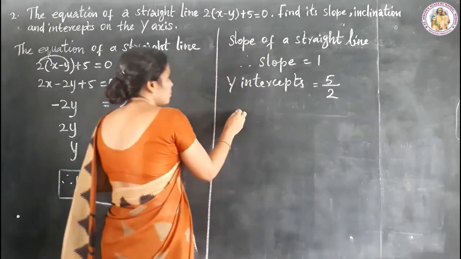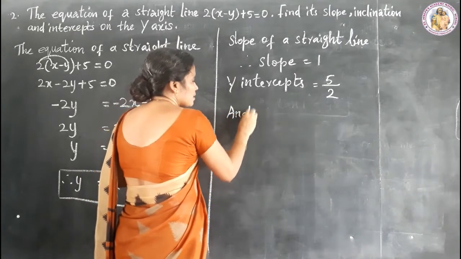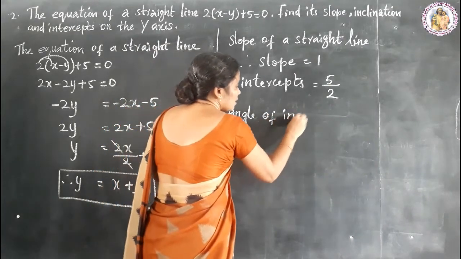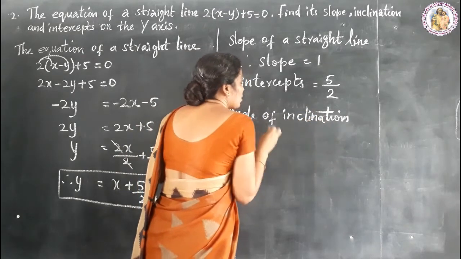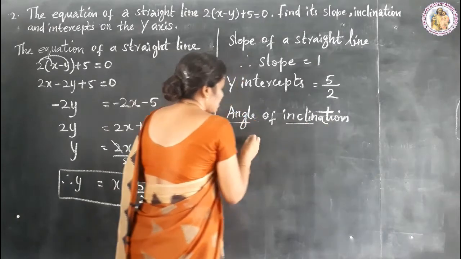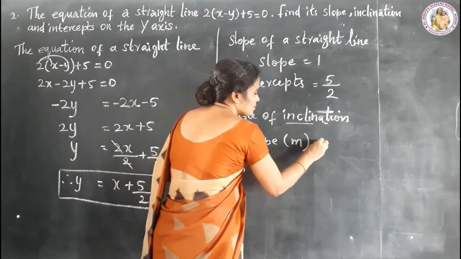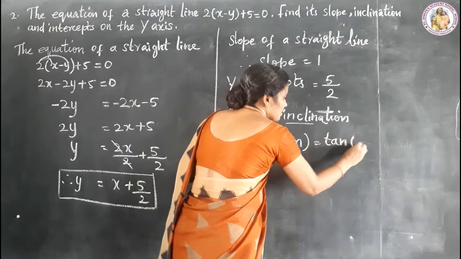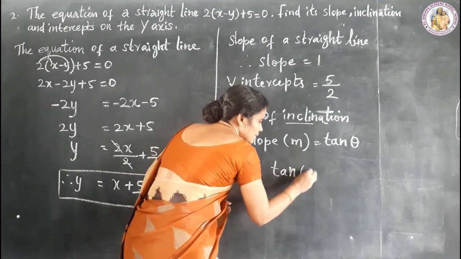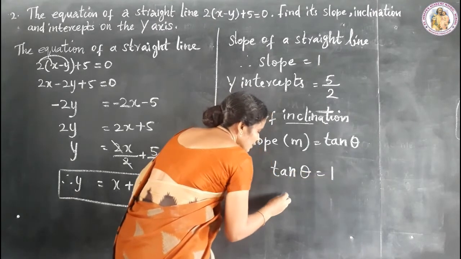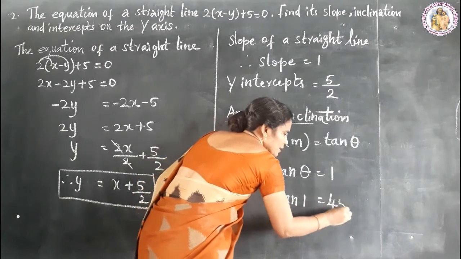Okay, and therefore the angle of inclination. Slope, that is m, is equal to tan theta. Okay, and tan theta is equal to 1, and therefore theta is equal to tan inverse 1, which is 45 degrees.